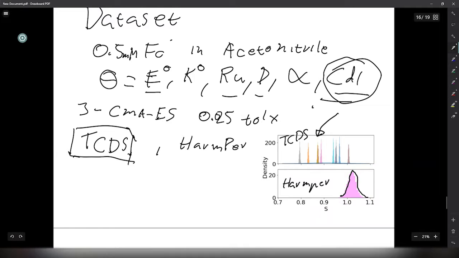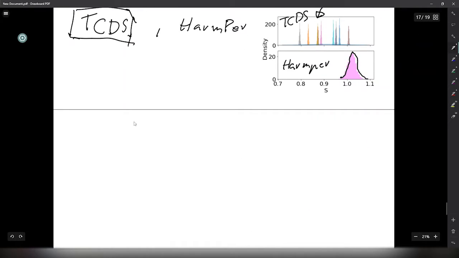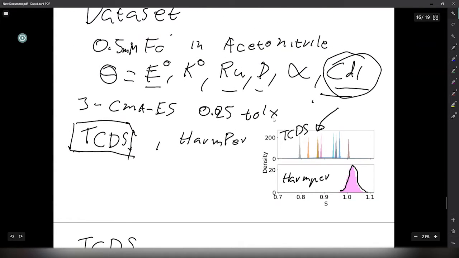So the two situations you want to use TCDS and harmonic percentage are: TCDS for CDL studies and pseudo reference. Whereas the harmonic percentage is a lot better at using when you're fitting for a lot of parameters or when you need to get an initial idea of what all these values are.